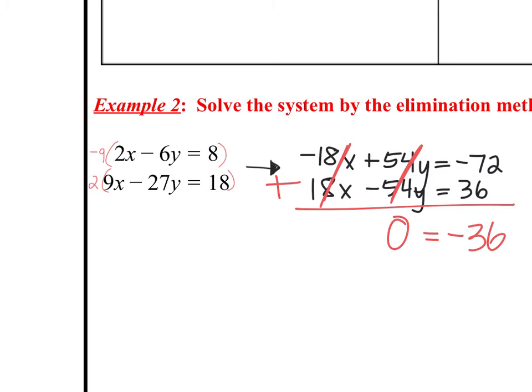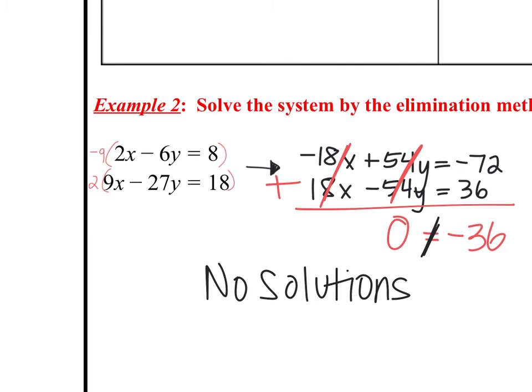Okay, this is a special one, remember? So 0 is not equal to negative 36. So you would say no solutions. This is going to be lines that actually are parallel if you were to graph them and never intersect.